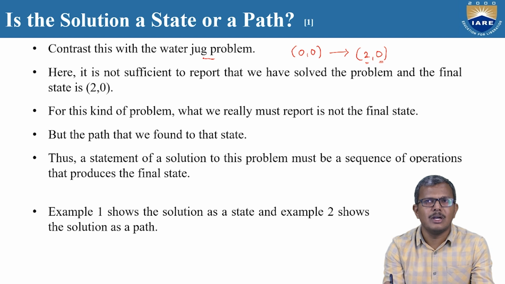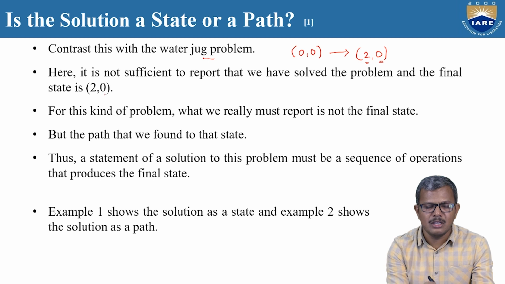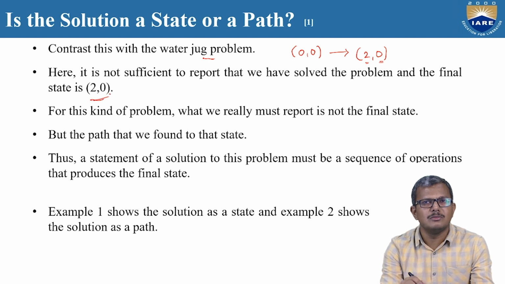Okay, what is happening here? You see, on these jugs there will be no markings. Then how are you going to get exactly 2 liters of water in the first jug while keeping the second jug empty? If your problem statement is related to this, I cannot simply give the solution as 2, 0.